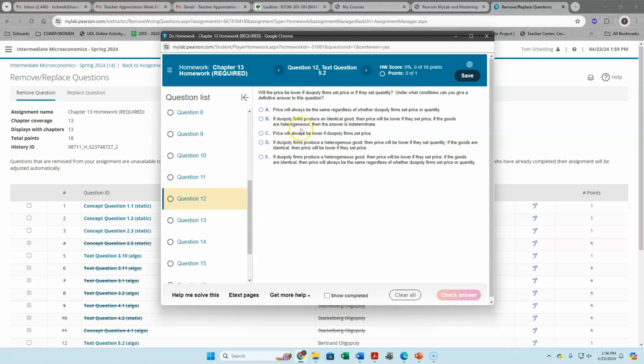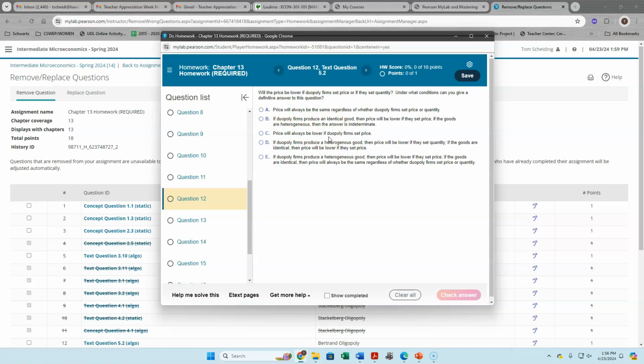Would the price always be lower? So let's say that the product is heterogeneous. Would it also be lower? Well, that we don't know actually. If it's heterogeneous, it's a bit indeterminate. So it is actually answer B here. But why is that the case here?